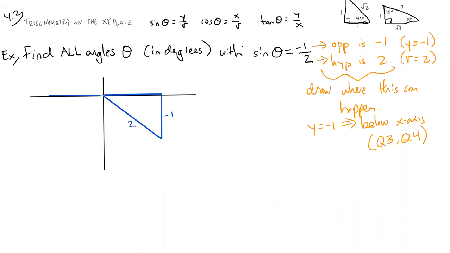So again, I'll use my x-axis and then go down. And I'm fairly intentionally not drawing this with any kind of scale in mind. And again, -1 and 2 for my sides there. Now if I look at this picture, I don't necessarily need to find the third side, but what I do need to do is figure out what the reference angle is going to be.